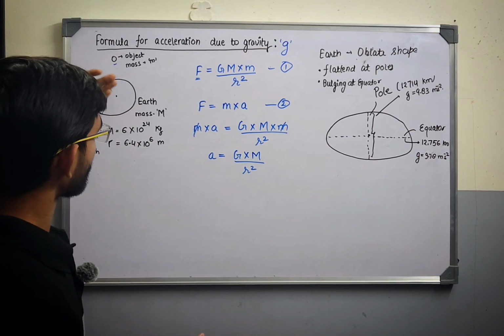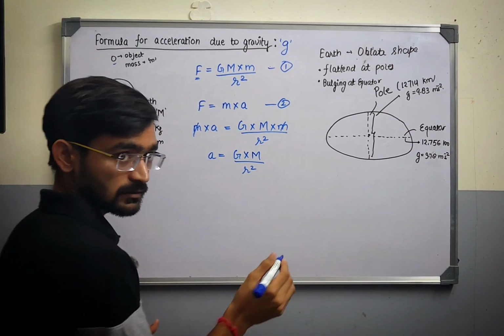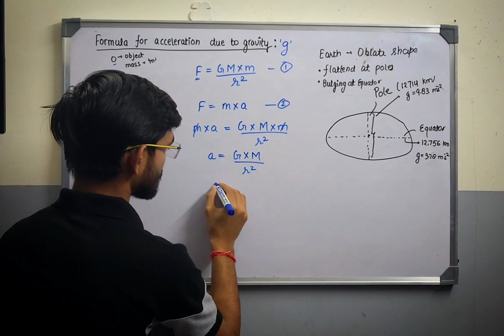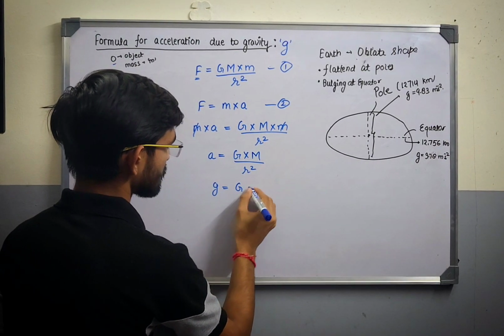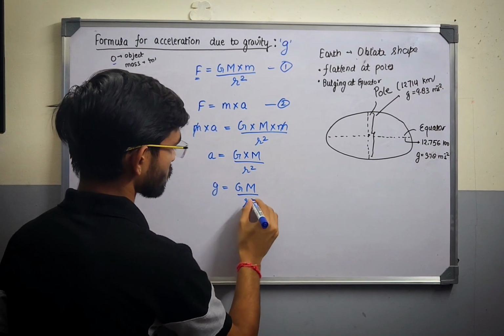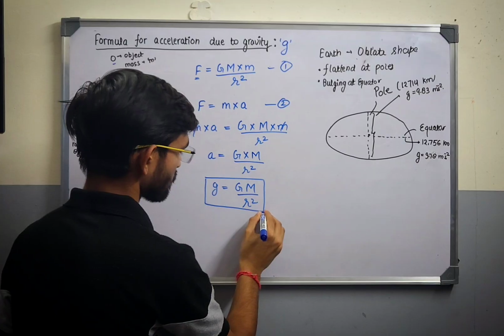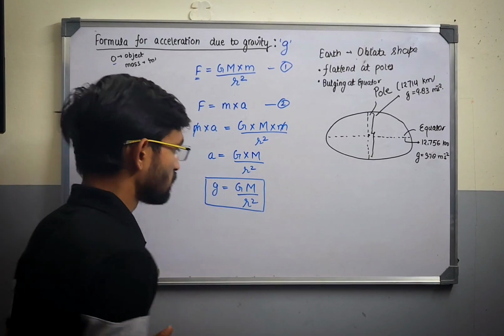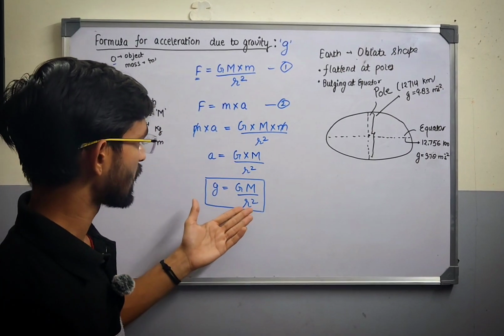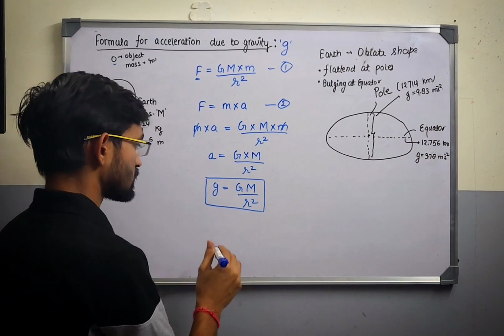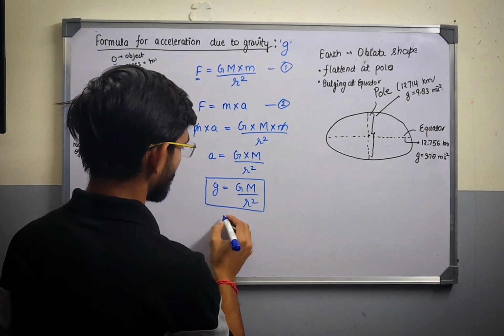because of the gravitational force of Earth, and that acceleration we call acceleration due to gravity. So I can write this a as g, and g is GM upon r squared. This is the formula for acceleration due to gravity. And if we put the values of mass of Earth and radius of Earth, we will get the exact value of acceleration due to gravity.